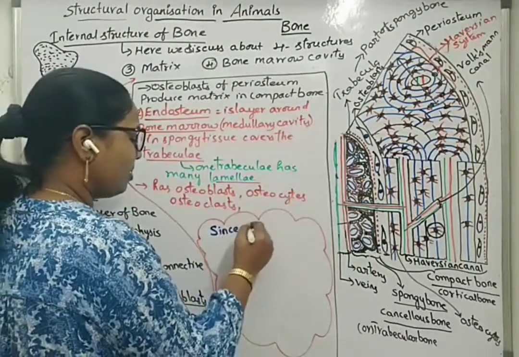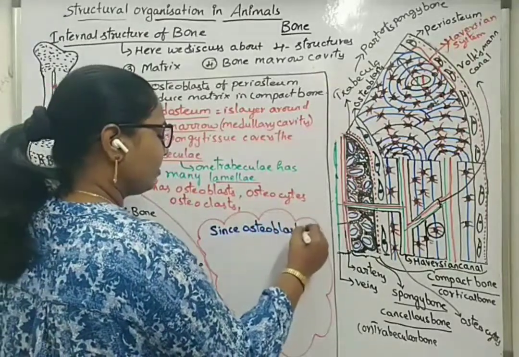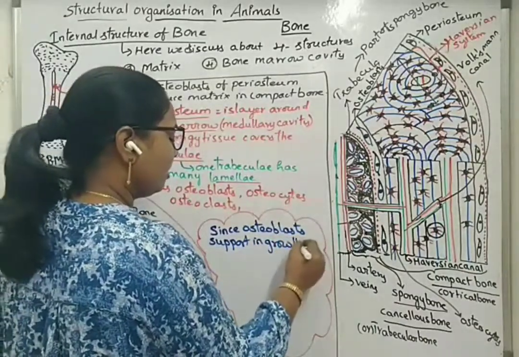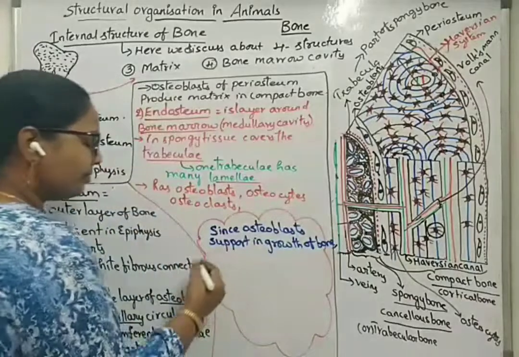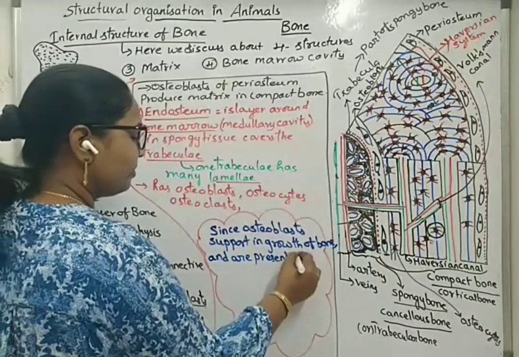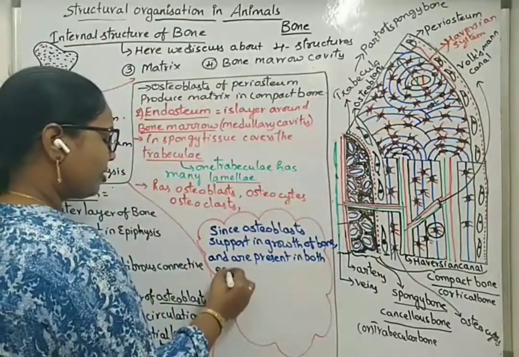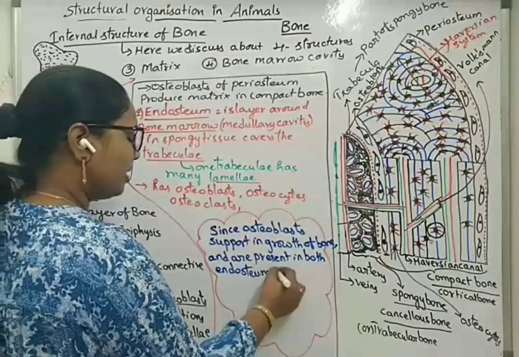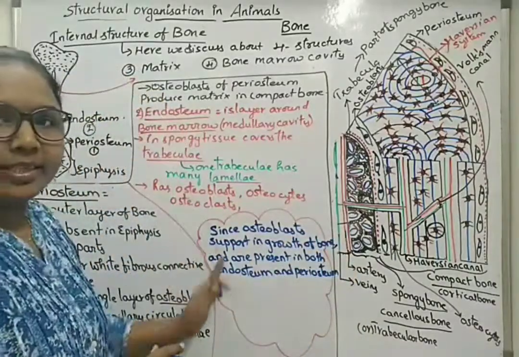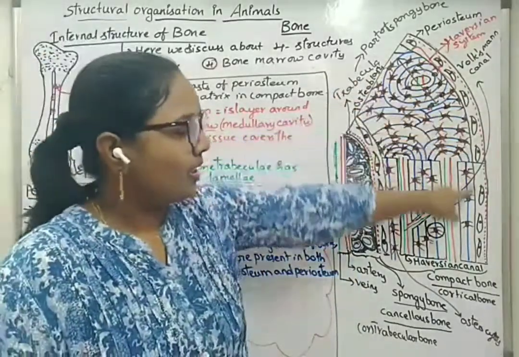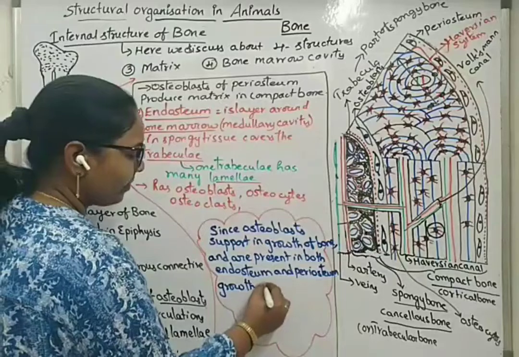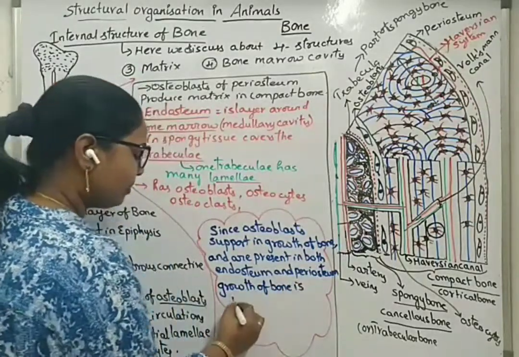Since osteoblasts support in growth of bone and are present in both endosteum and periosteum. While I am writing these points, or while you are reading these points, you please go through the labelings that I have given here. Growth of bone is bidirectional.